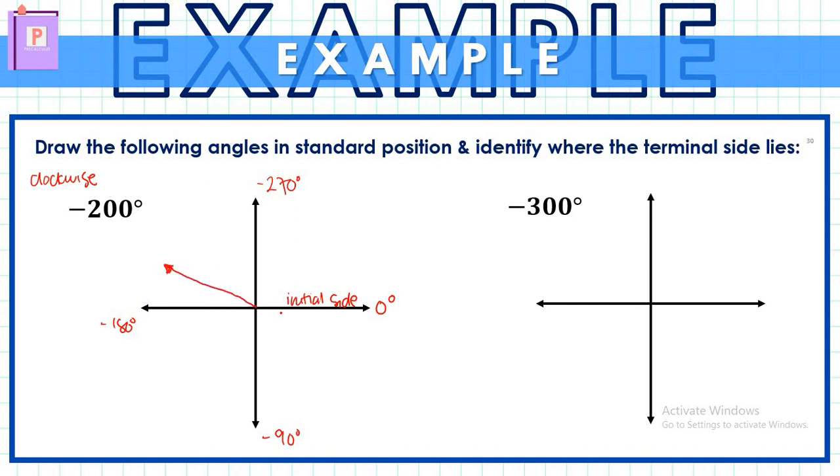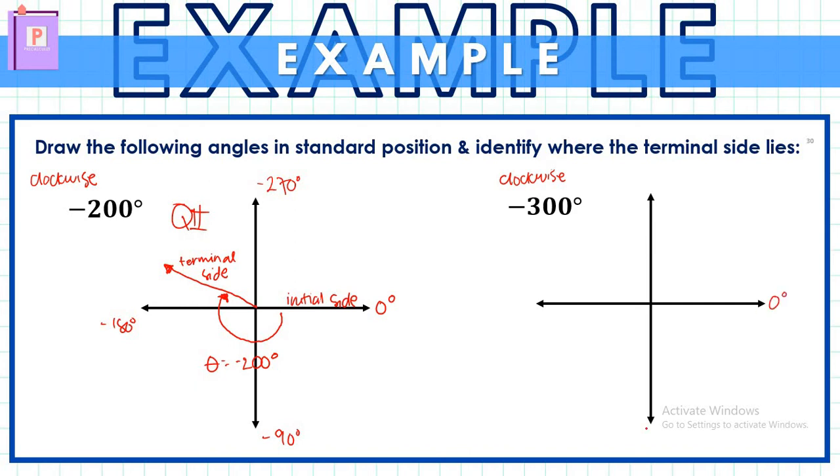So from the initial side, the movement now is clockwise, going to the terminal side of the angle we estimated. So this is the terminal side, and the angle that we plotted is negative 200 degrees. Therefore, the terminal side lies on the second quadrant. And lastly, we have negative 300 degrees, and this is again in a clockwise direction because it is negative.